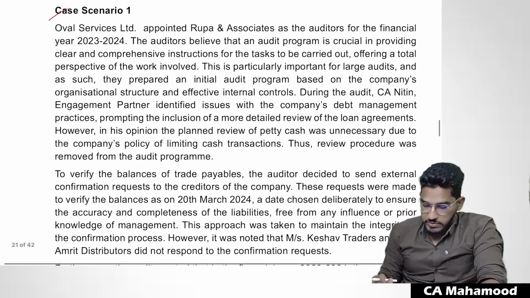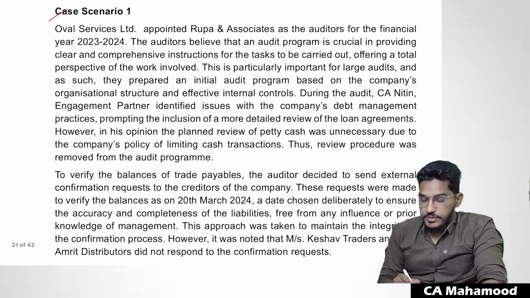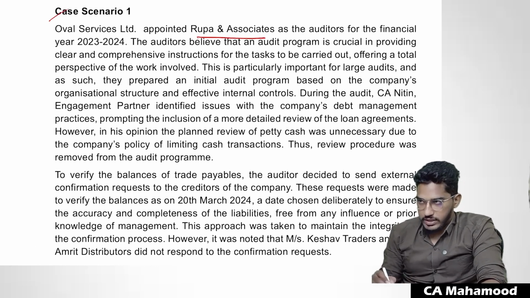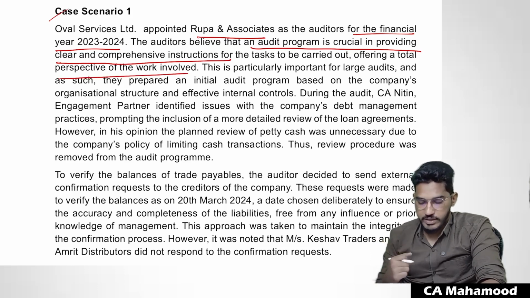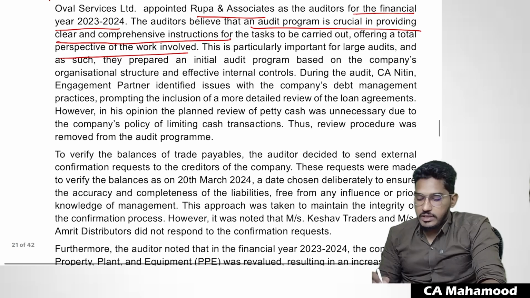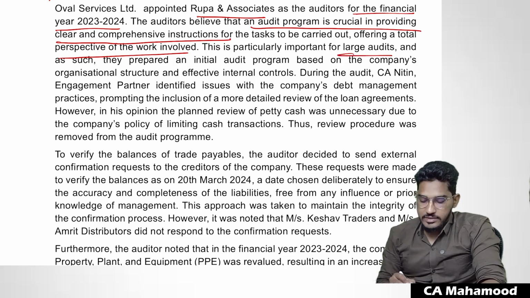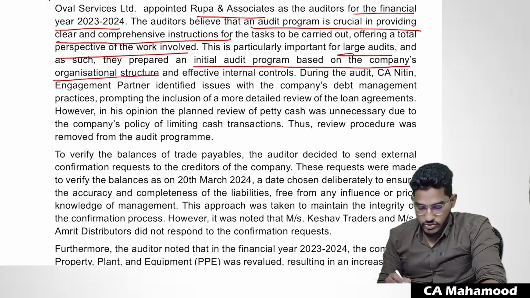Let me pick up case scenario number 1. Oval Services Limited appointed Rupa and Associates as the auditors for the financial year 2023-24. The auditors believe that an audit program is crucial in providing clear and comprehensive instructions for the task to be carried out, offering a total perspective on the work involved. So auditors believe that audit program is going to be very, very important. This is particularly important for large audits, and as such, they prepared an initial audit program based on the company's organizational structure and effective internal controls.